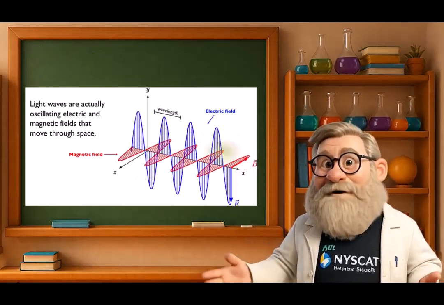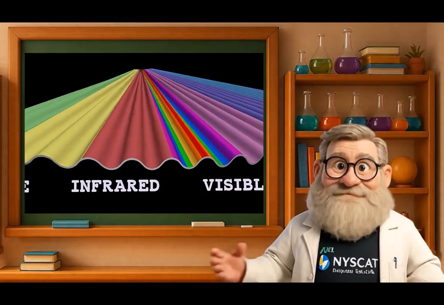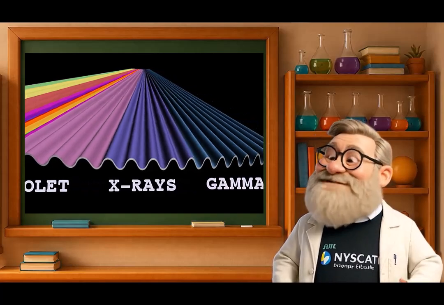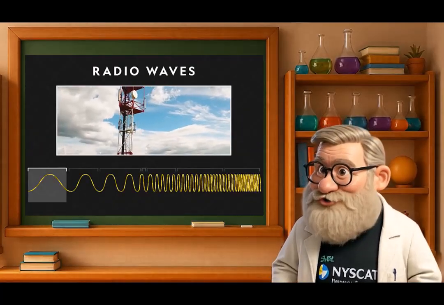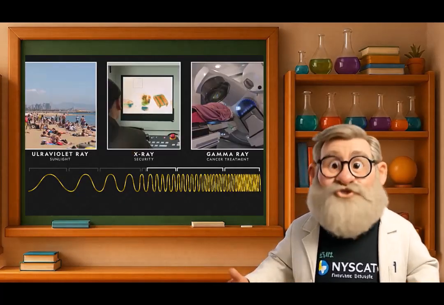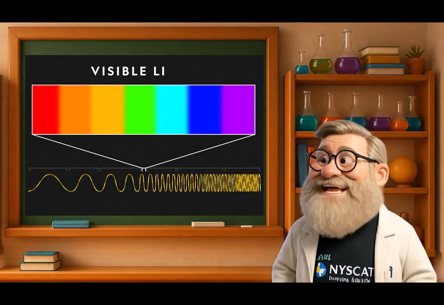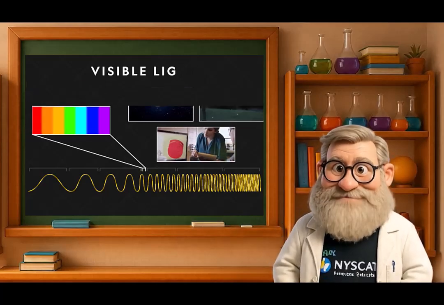Electromagnetic waves come in many forms: radio waves, microwaves, infrared, visible light, ultraviolet, X-rays, and gamma rays. This group makes up the electromagnetic spectrum. Whether using a cell phone, heating food in a microwave, getting an X-ray, or just walking in sunlight, you're interacting with electromagnetic waves. Their ability to move through both matter and empty space is what makes them essential to everything from communication and medicine to astronomy and photography.